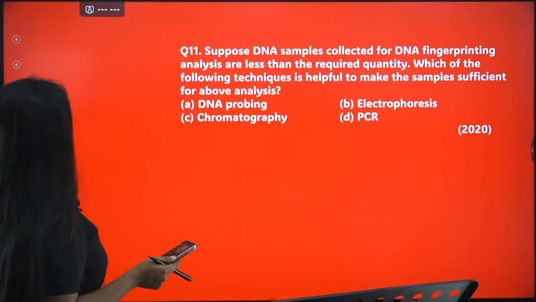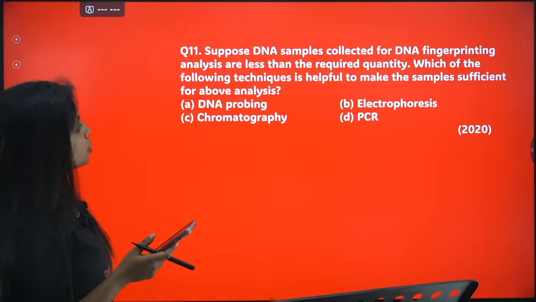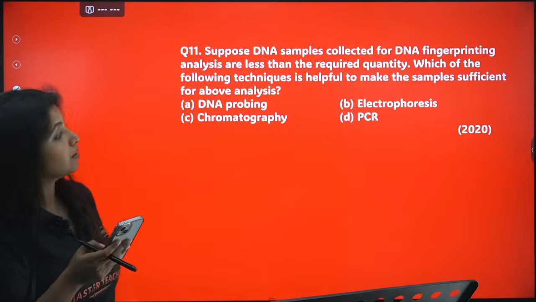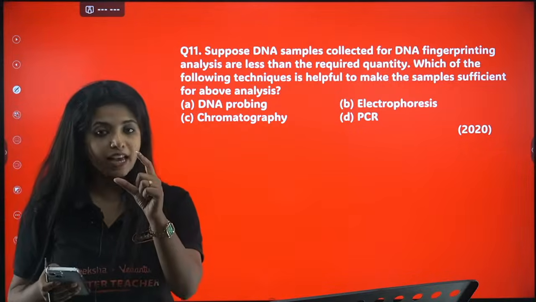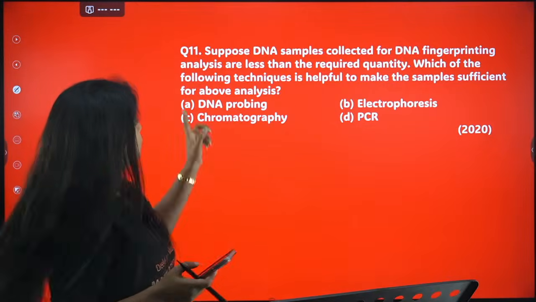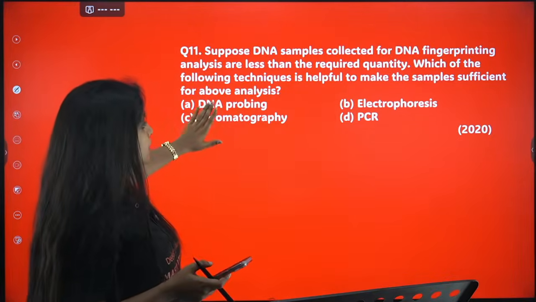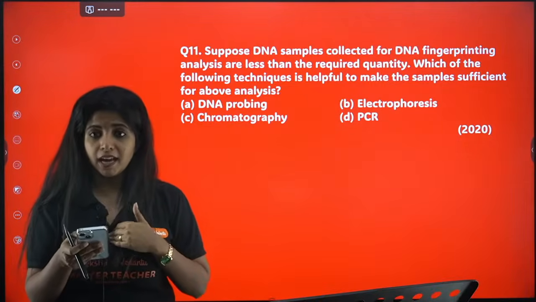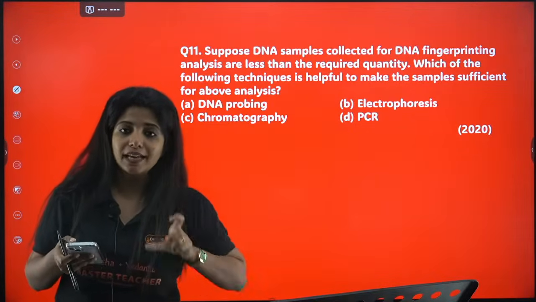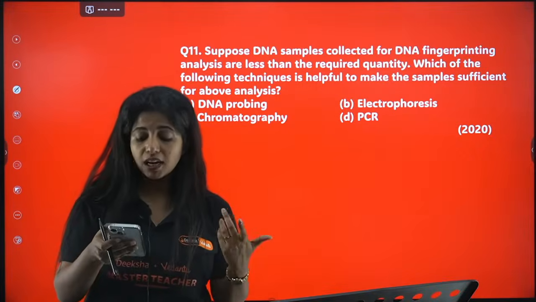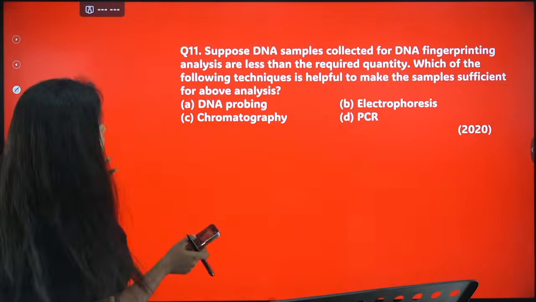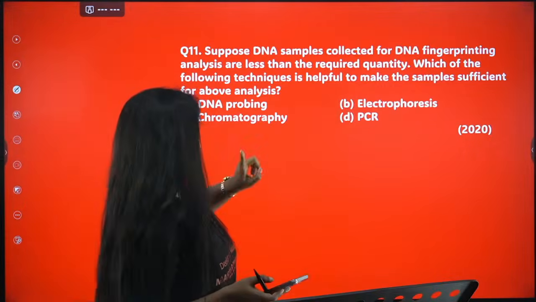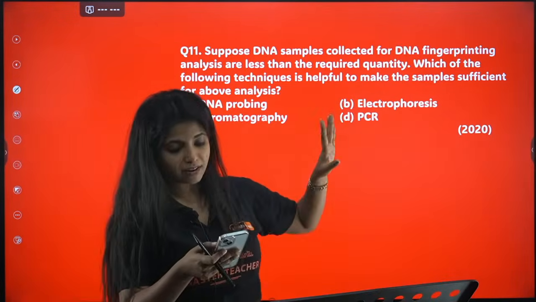Going ahead with the next question, question number 11. Suppose DNA samples collected for DNA fingerprinting analysis are less than the required quantity. The DNA sample collected is very little, okay? Which of the following techniques is helpful to make the sample sufficient for the analysis? I want to do an analysis, but the content is really less. What do I do? Which technique do I use to get a sufficient sample size? I have DNA probing, electrophoresis, chromatography, and PCR.